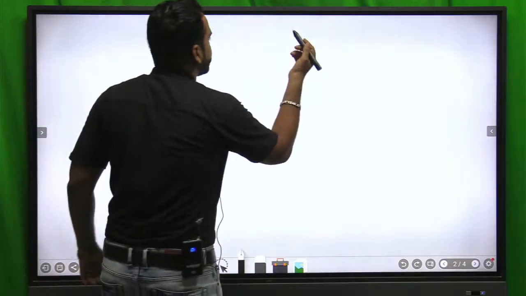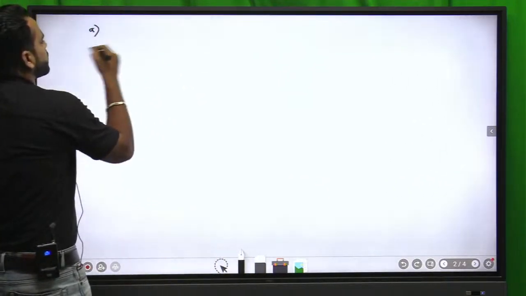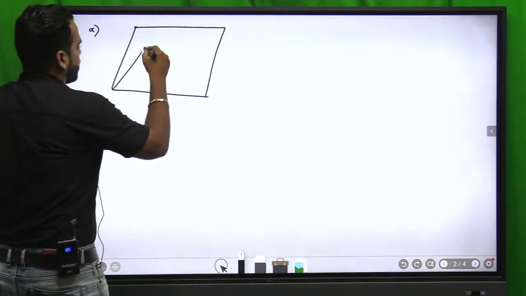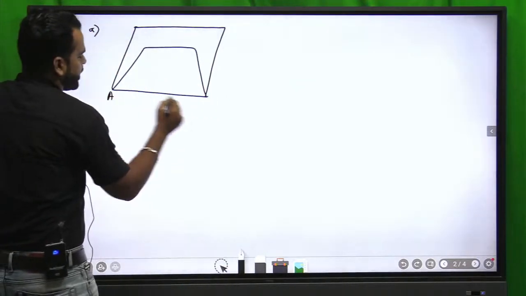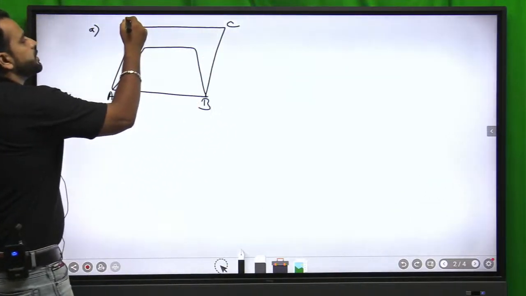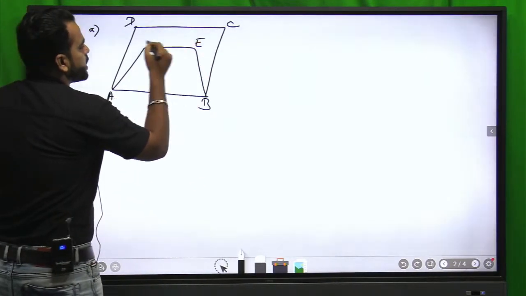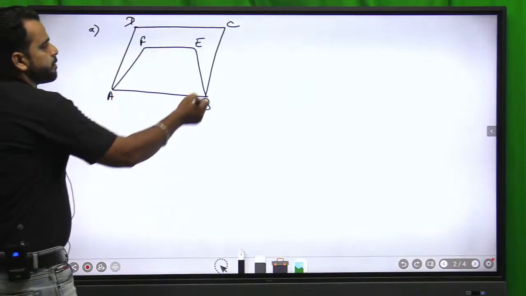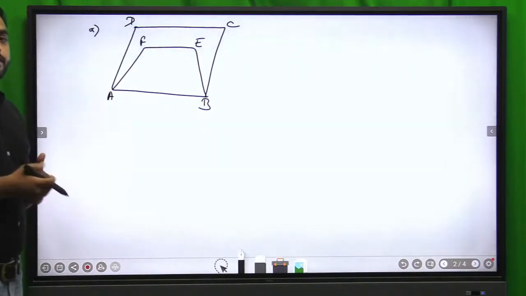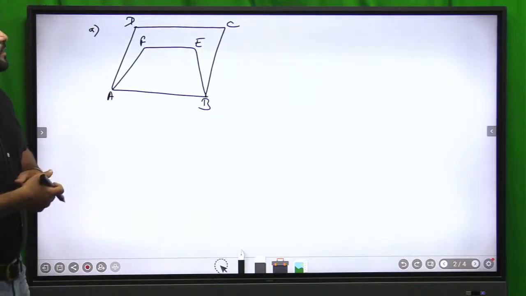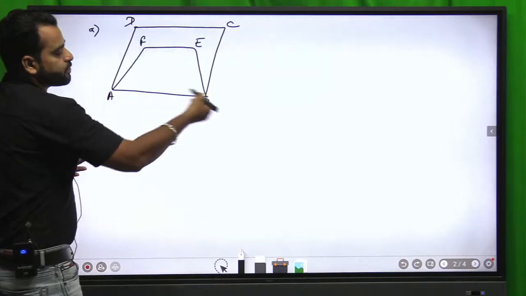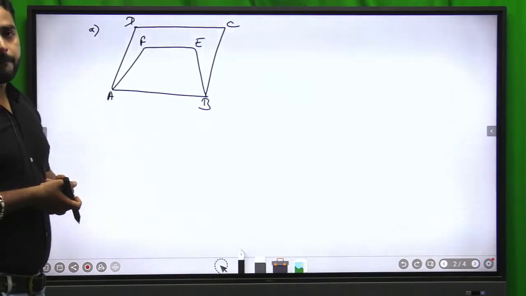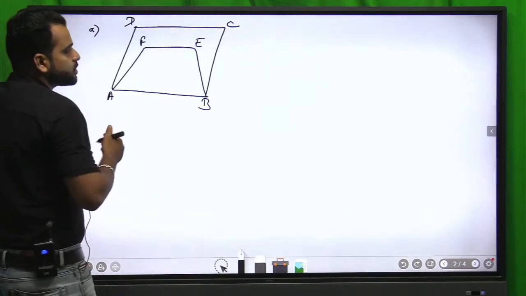So we can take some more figures. Let's take an example of this figure, and here is another figure. The names are ABCD and ABEF. Now can we say that these two figures, ABCD and ABEF, have a common base? Yes, obviously, both figures have the common base AB. But are these two figures between the same parallel lines? No.